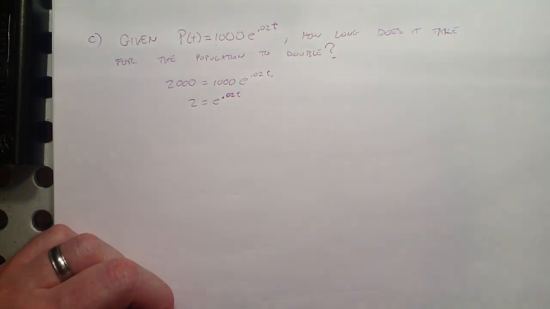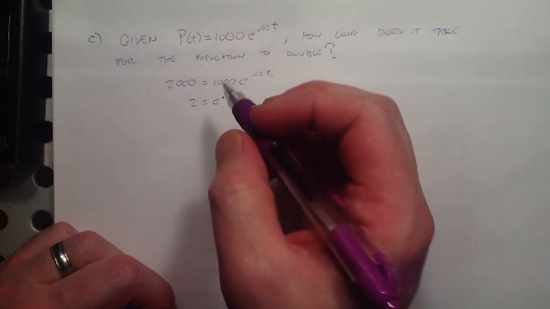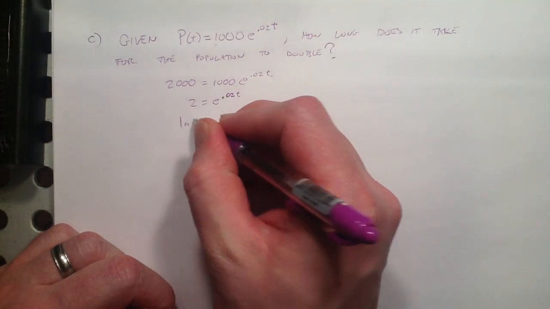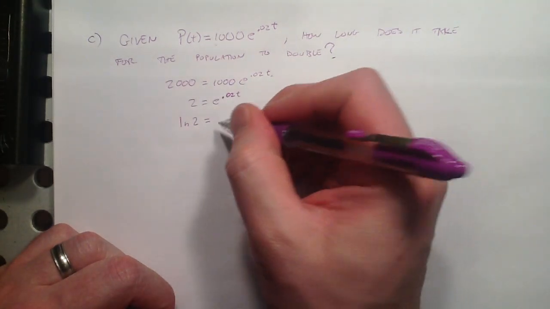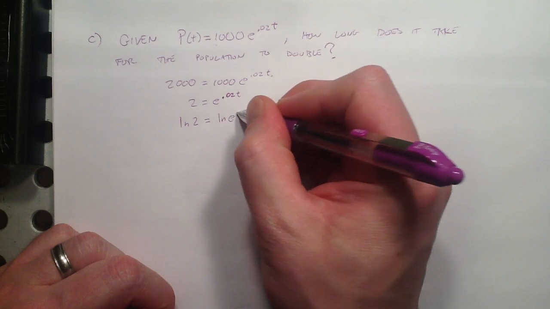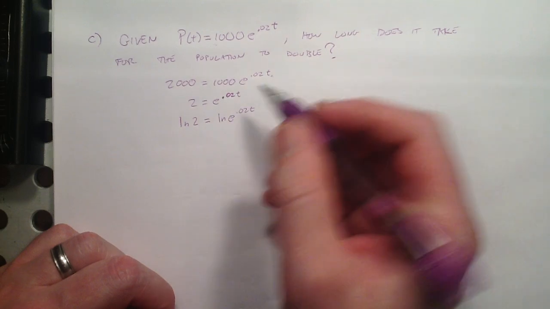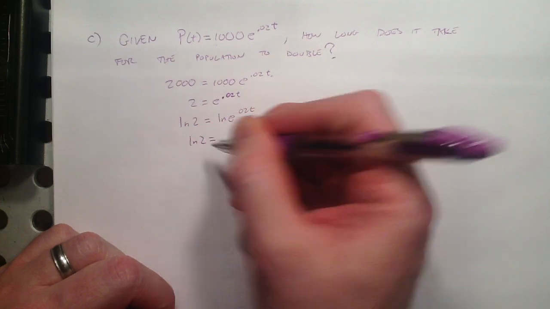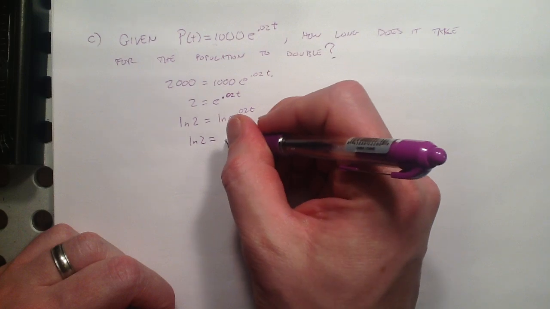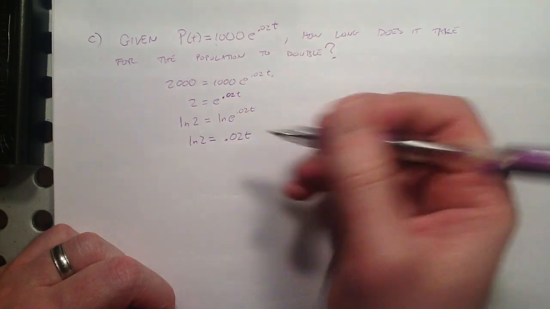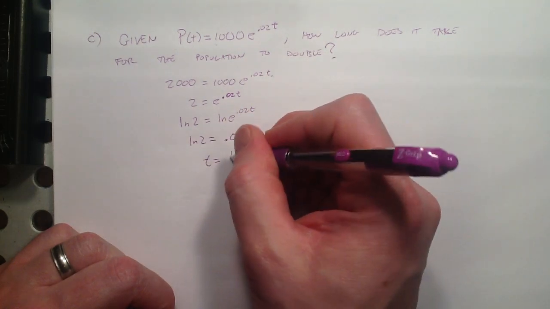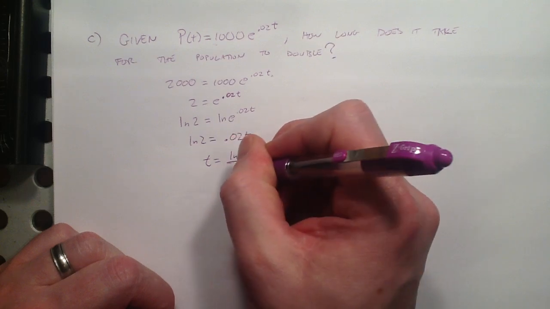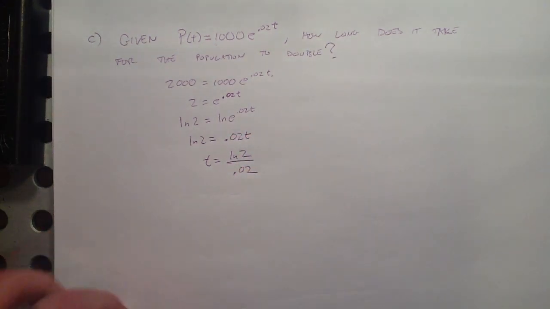Think about that for a minute. If that gives you pause. Now take the natural log of both sides of this. Natural log of 2 is equal to natural log of e to the 0.02 t. Well, the natural log of e to the something cancels out. These are inverse operations, or inverse functions. So t is equal to natural log of 2 divided by 0.02.